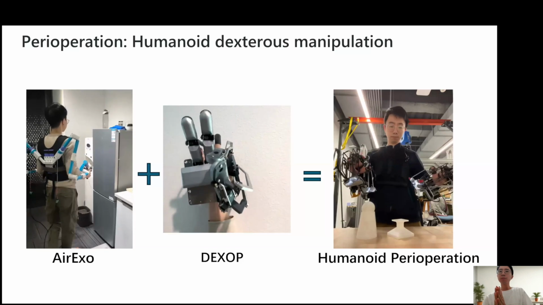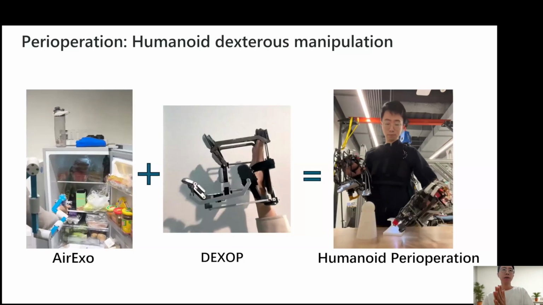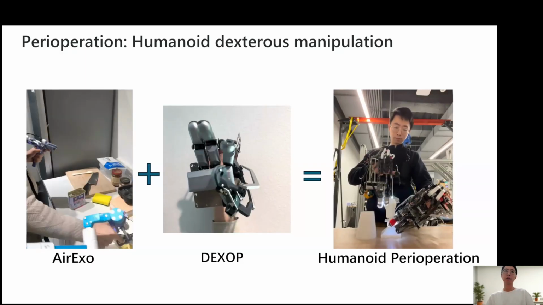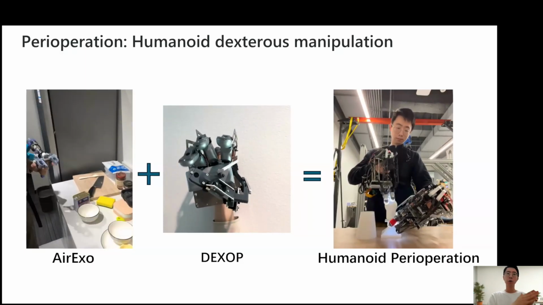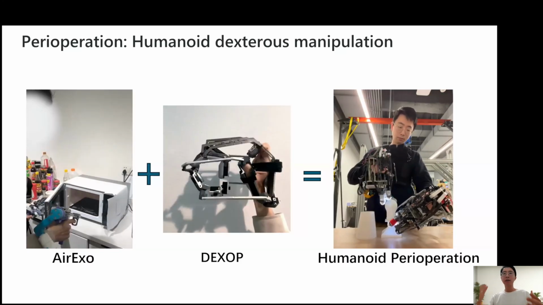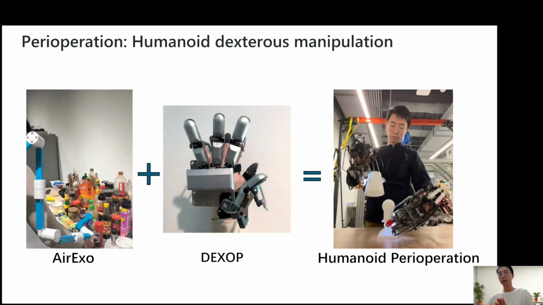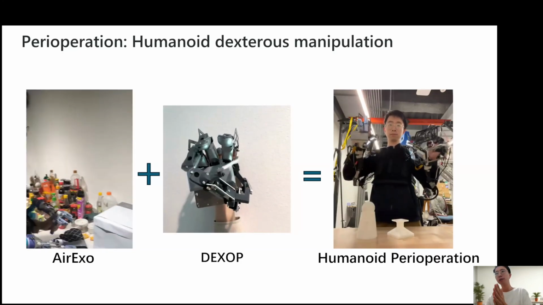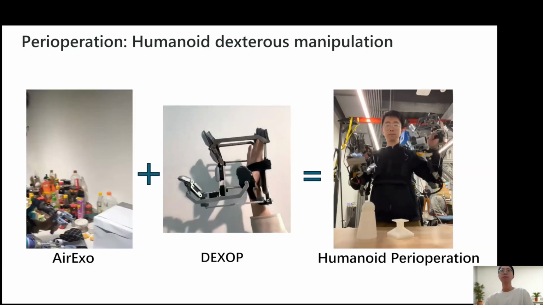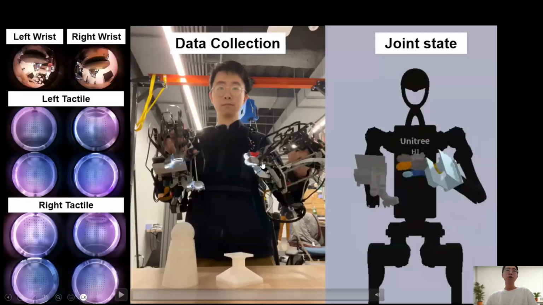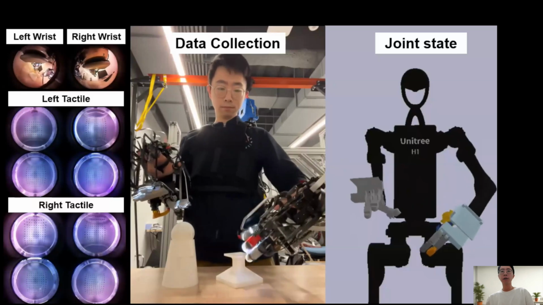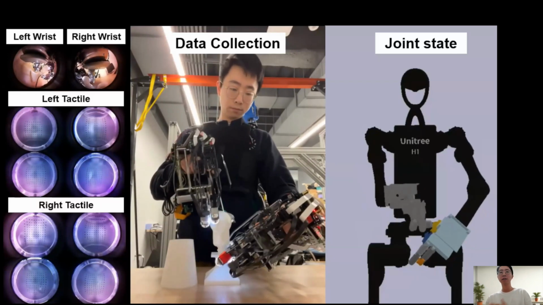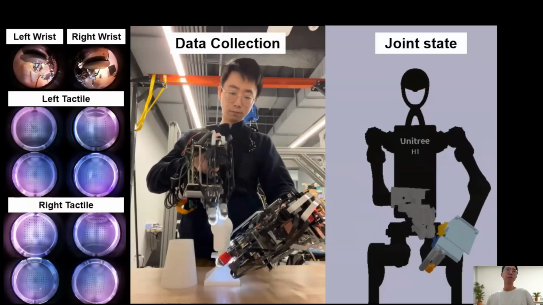So right now, we have introduced Aero Exo, the arm exoskeleton, and DHM, the hand exoskeleton. When you combine Aero Exo and DHM, you end up having a whole upper body exoskeleton. And now you can finally use it to collect data for humanoids and do humanoid peri-operation. Here I show you an example of me doing peri-operation with this full upper body exoskeleton to collect data for a task, which is bulb installation.